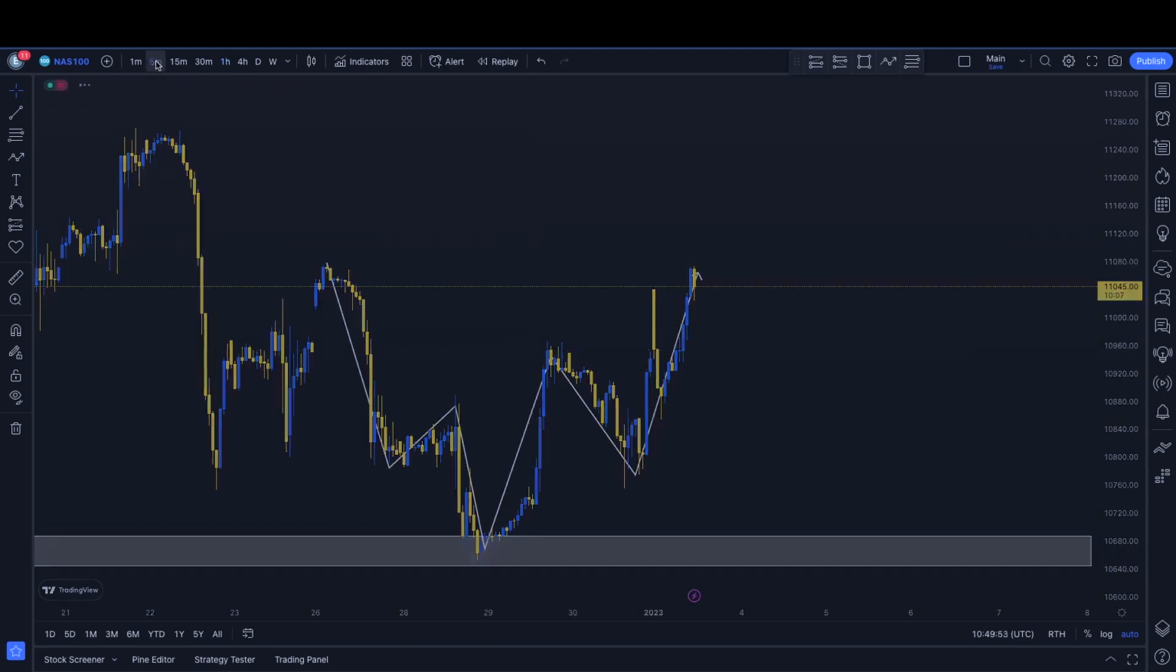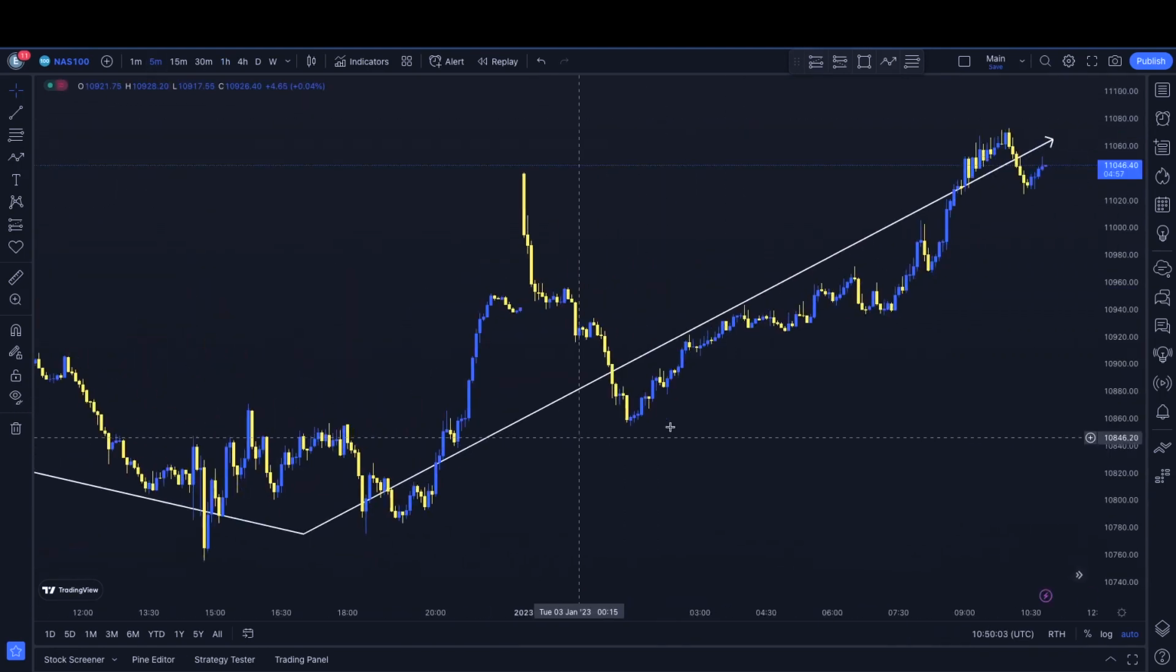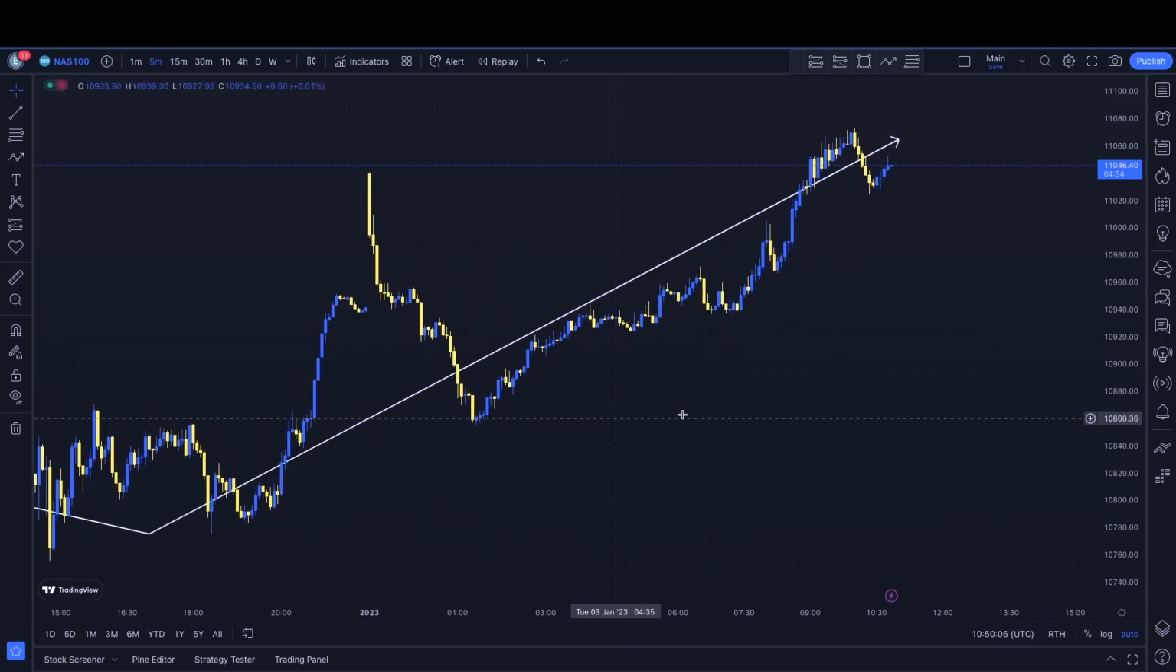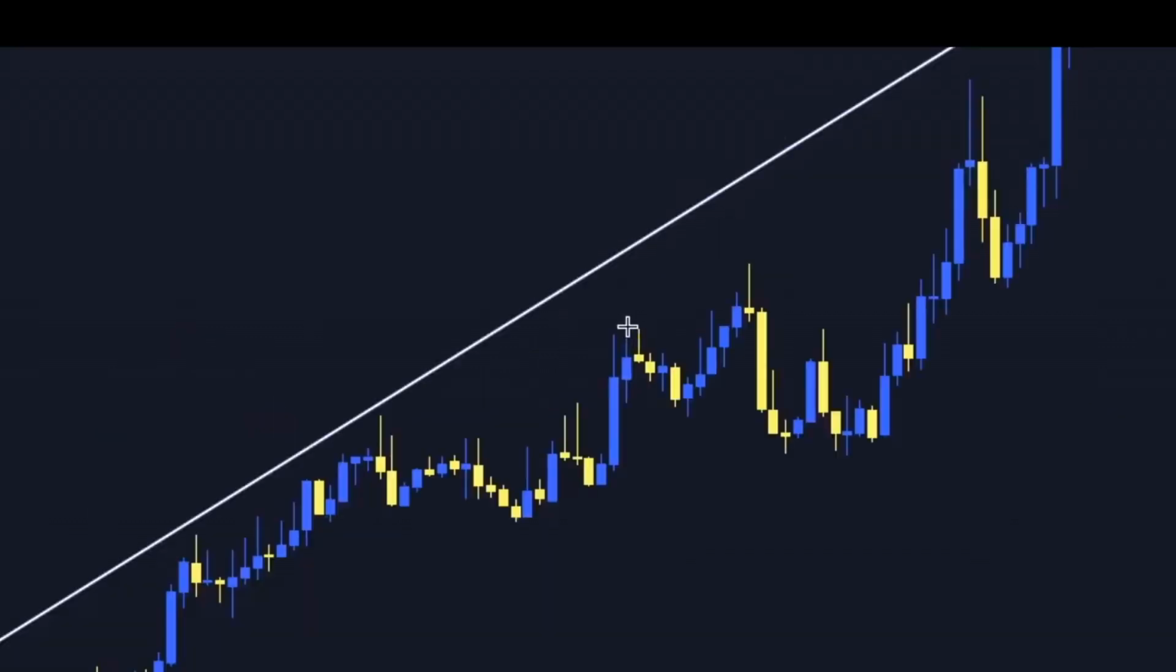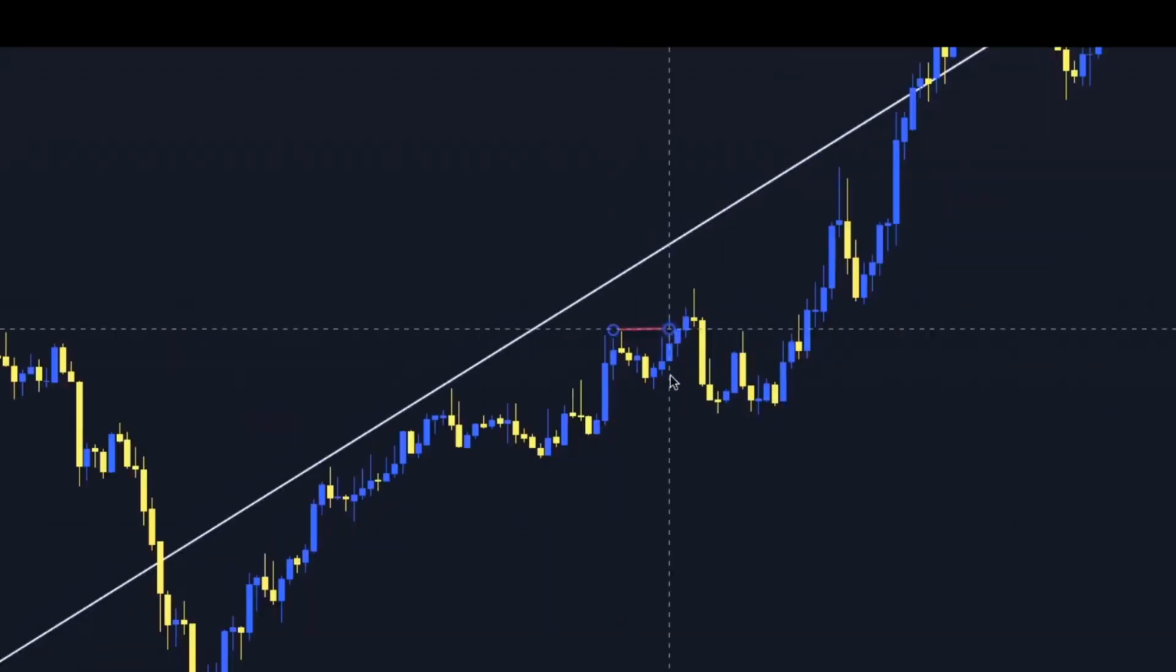When I went down to the 5-minute time frame, I was just looking for a break of structure or a liquidity grab or something like that. As we can see right here, the market did break structure to the upside. The market went up, and then what happened next? The market came down again and broke the structure right here.